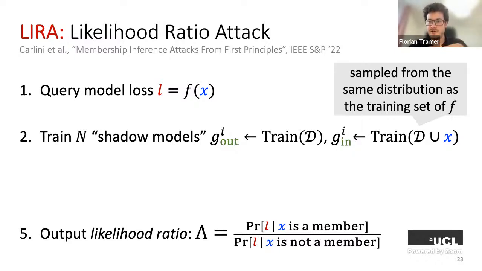So what we're going to do here is sample a dataset from the same distribution as the one that the original target model was trained on. Then we're going to train two models, one with the target example we care about and one without it. And we're going to repeat this process a number of times. So we're going to have a collection of models where the input was a member and a collection of models where the input was not a member.